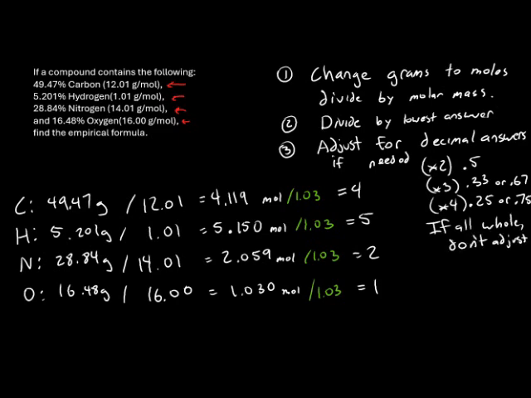Since we have nothing but whole numbers, we don't need to multiply by anything at this stage, and our answer will have 4 carbons, 5 hydrogens, 2 nitrogens, and 1 oxygen. Therefore, our empirical formula is C4H5N2O.